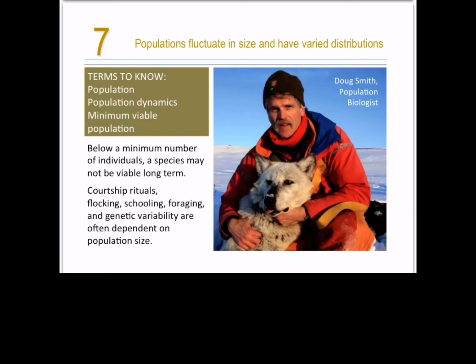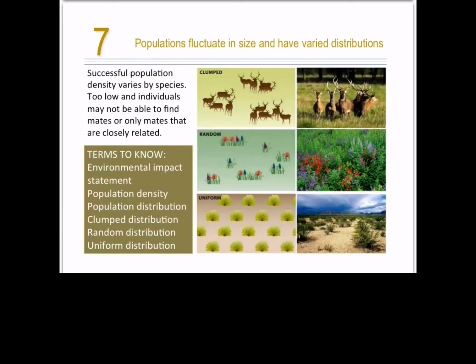As the success of the wolves is followed, then you can begin to understand how other species of plants and animals are affected by these types of interactions as well. Population densities can be very important for the success of a species. If there's too few individuals, there may not be enough for proper mating. If there's too many, you're going to have too much competition for resources, for mates, and so that's going to cause problems as well.